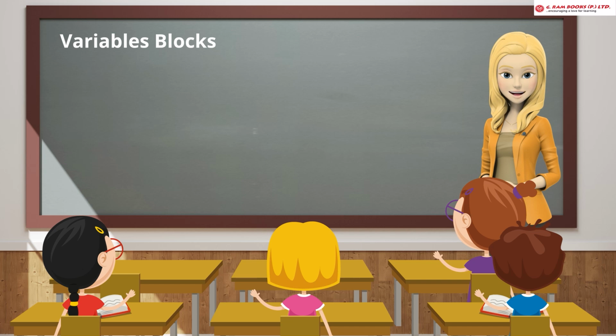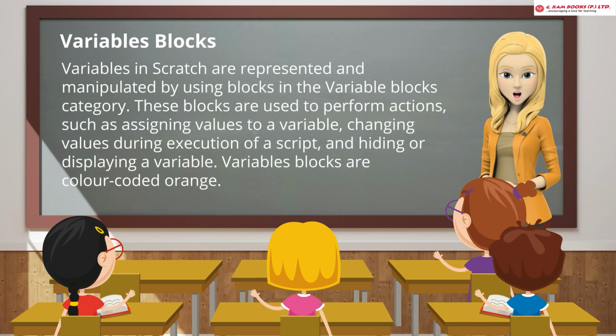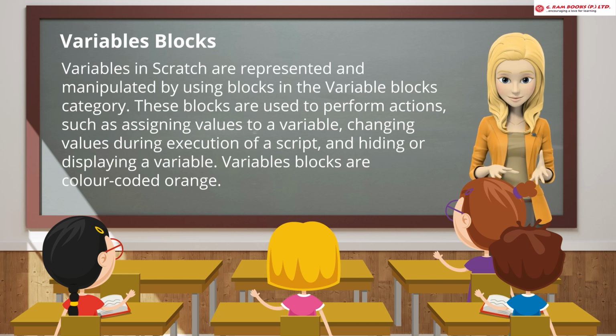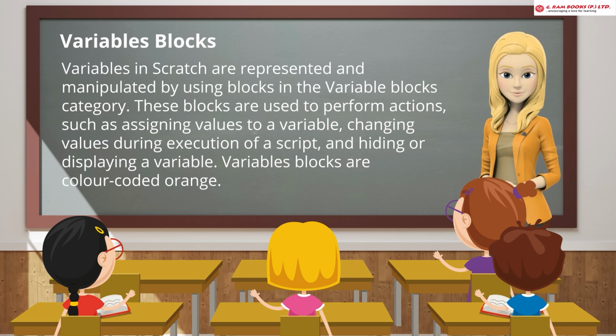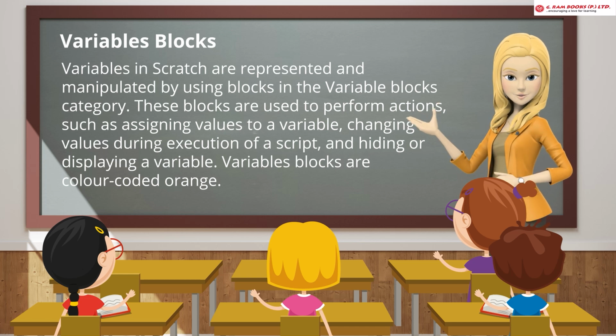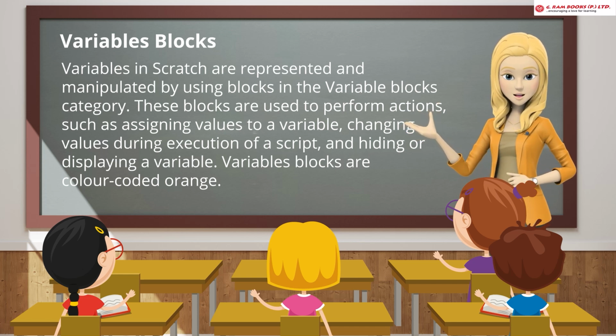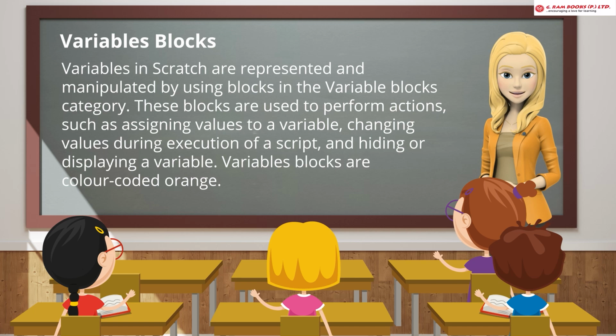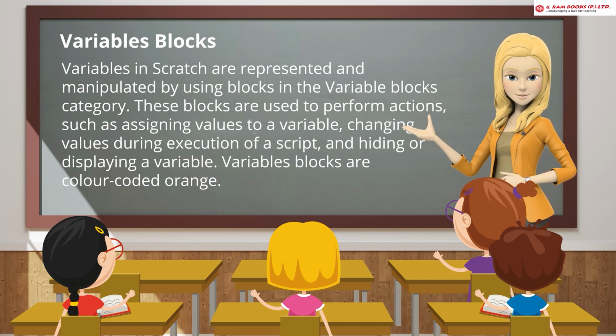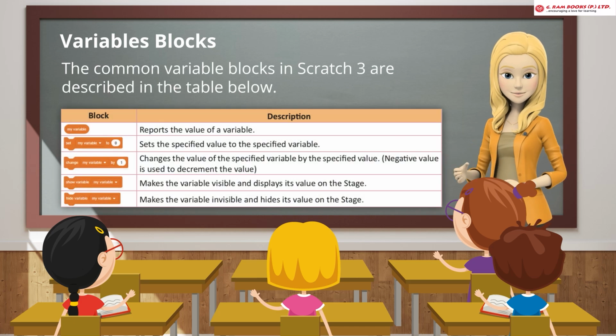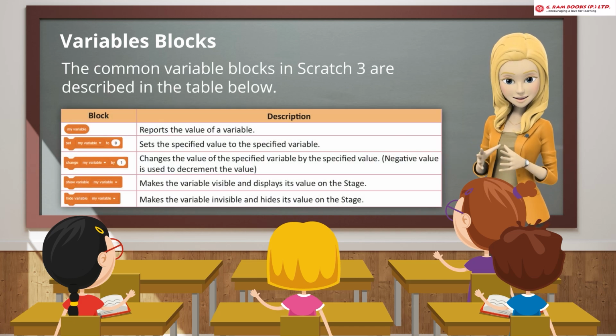Variables blocks. Variables in Scratch are represented and manipulated by using blocks in the variable blocks category. These blocks are used to perform actions such as assigning values to a variable, changing values during execution of a script, and hiding or displaying a variable. Variables blocks are color-coded orange. The common variable blocks in Scratch 3 are described in the table below.